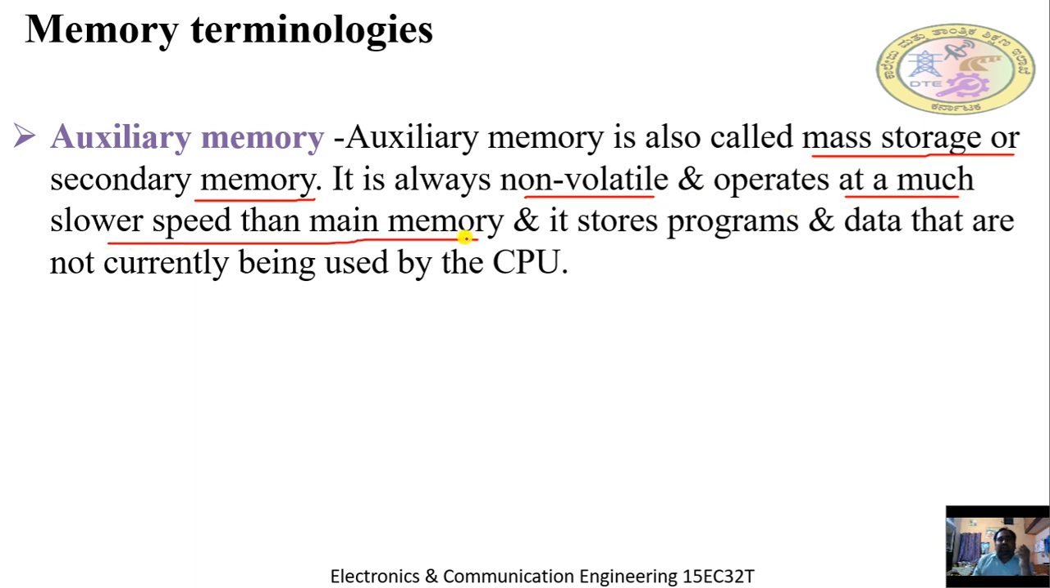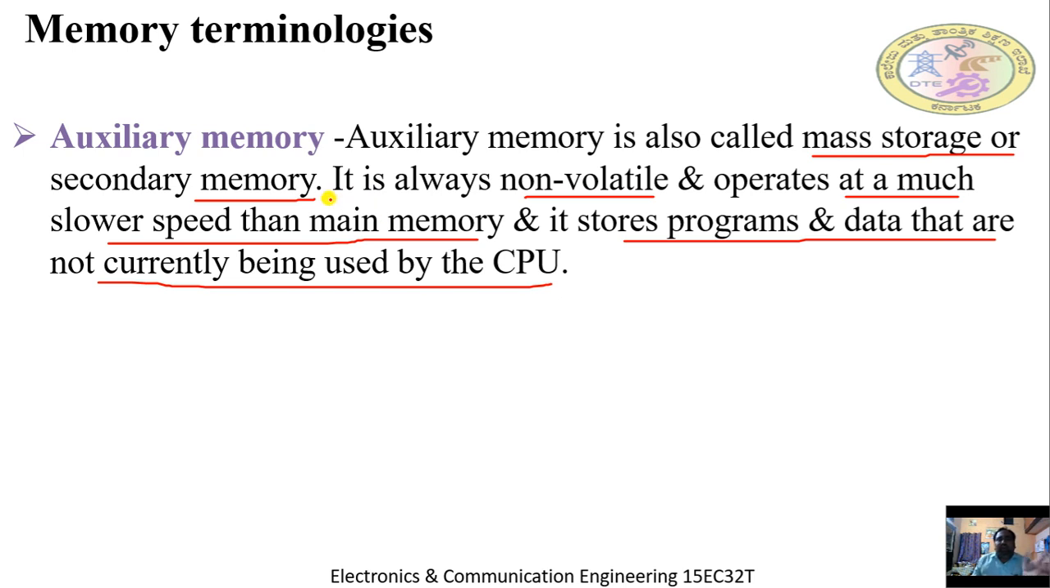Obviously, if the capacity of the memory is huge, it needs more time to access a particular word location, and it stores the programs and data that are not currently being used by the CPU. As I gave you an example, when you work on an MS Office product and want to edit a document, before you click and open it, it is stored in the secondary memory. Once you click and open it, a copy of it is made available in the main memory.